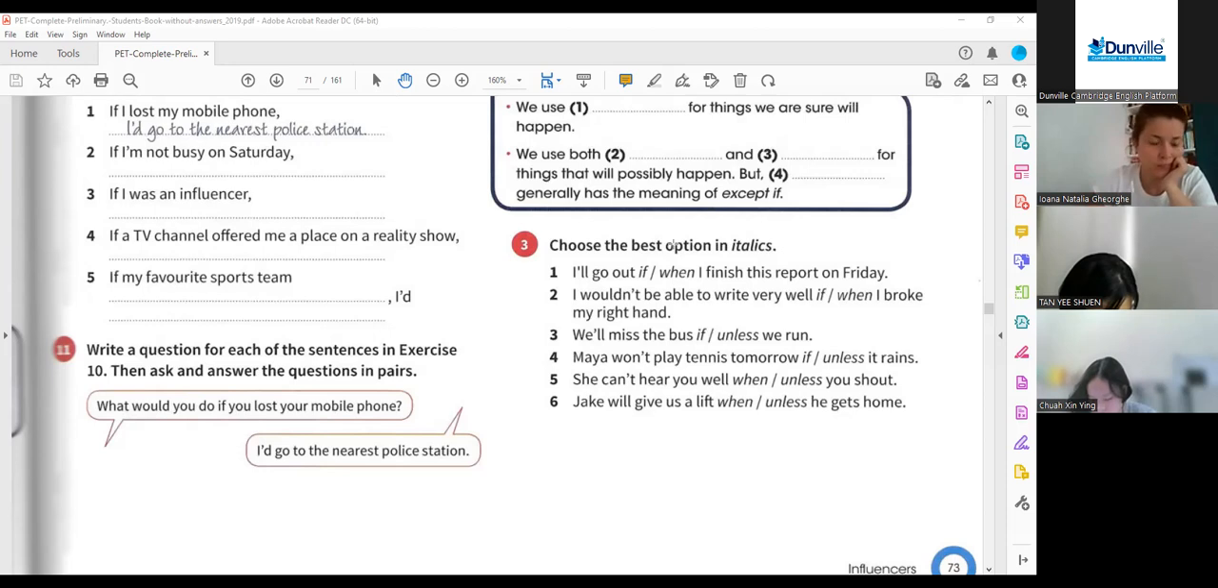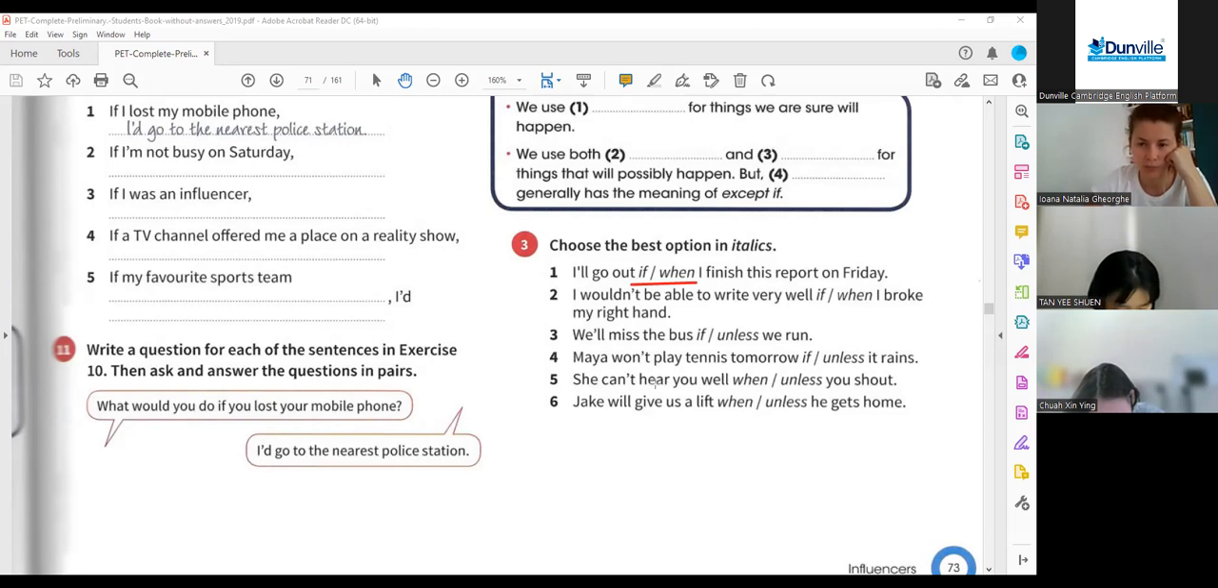Okay, right, let's see. Number 1. I'll go out if I finish this report on Friday. Yeah, but this one actually, both of them could work, to be honest, because I'll go out when I finish this report on Friday, or if I finish this report on Friday. I can't decide which one is better, but either or. What did you write for this one, Tan? When I finish this report. Yeah, okay. So both of them are correct with this one.